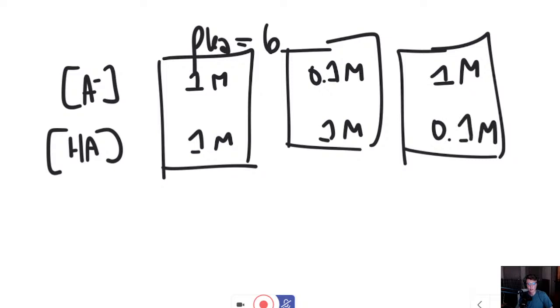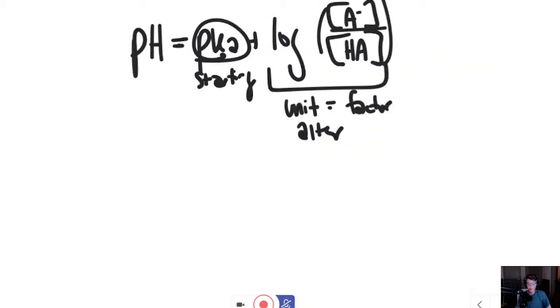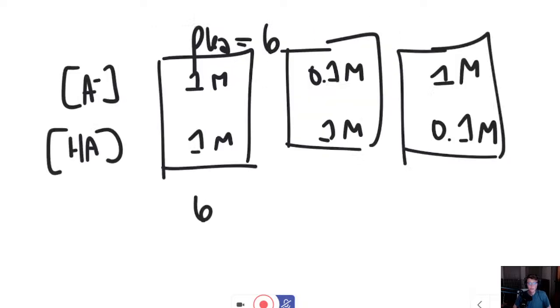Okay, so we said pKa is our starting point. So our starting point here is 6. We then ask ourselves, more acid, more base? Because remember, the unit and the factor difference is going to alter us from our starting point. Well, if there's no difference between them, it doesn't mean that we favor either the acid or the base. If we don't favor the acid or the base, then we're not actually going to change anywhere, because if you don't have more acid than base, then you don't change your pH. So in this case here, the pH is just going to be equivalent to 6.